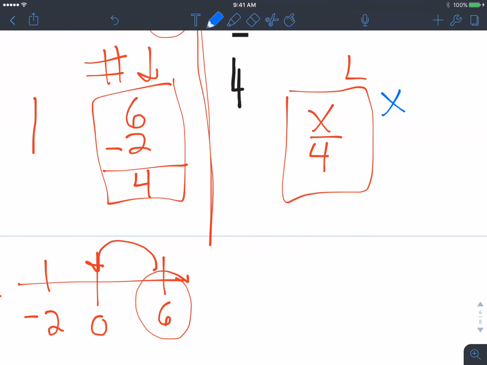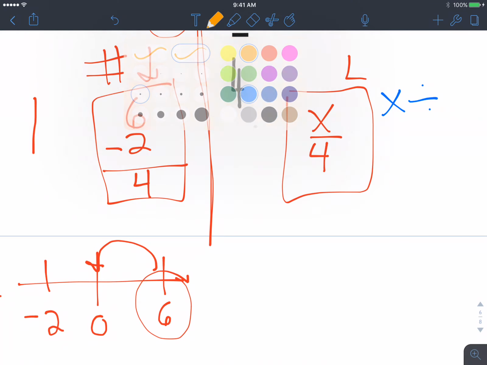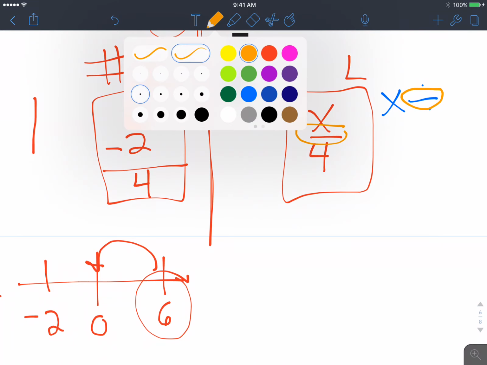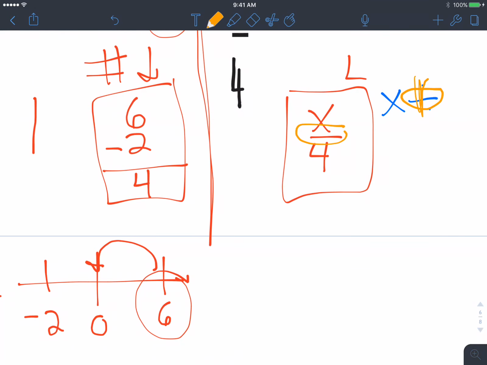So again, remember I either have to multiply or divide. And since I see this and this, they kind of look similar, they're divide signs. I know that I'm already dividing. So that means I need to multiply to get rid of that 4. So 4 times 4 is 16.